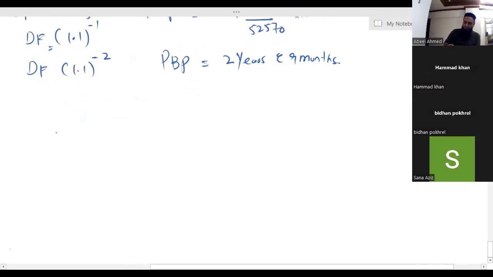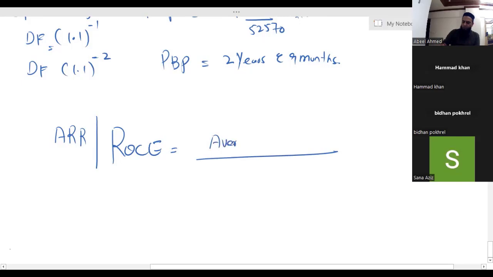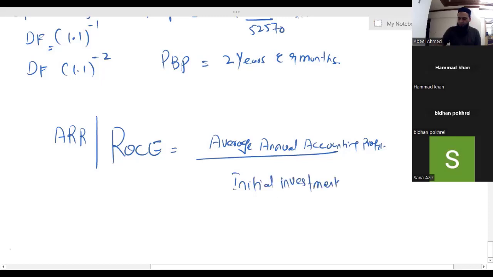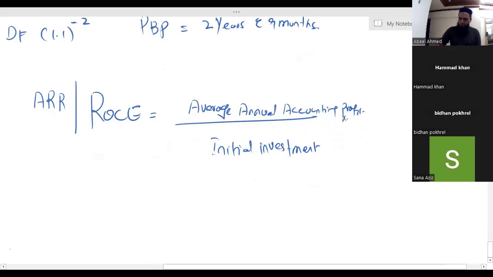We have one more method of investment appraisal, that is ARR, accounting rate of return. Another name is ROCE, return on capital employed. The formula is very simple. Just take average annual accounting profit divided by initial investment, multiplied by 100. Or there is another possible formula also.